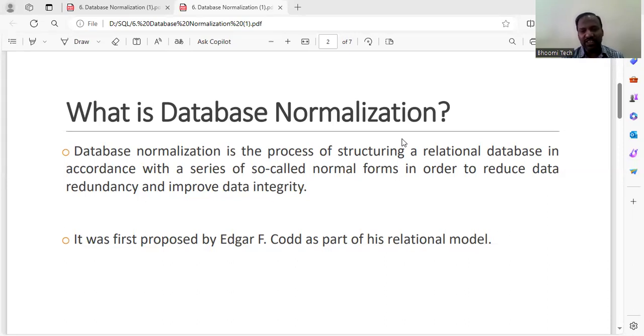It is the process of structuring a relational database in accordance with a series of so-called normal forms. We have some rules and regulations for this normalization. Let's see what those normal forms are, like we have first normal form, second normal form, etc. To reduce data redundancy and improve data integrity. It was first proposed by Edgar F. Codd as part of his relational model. So let us look at what first normal form is.